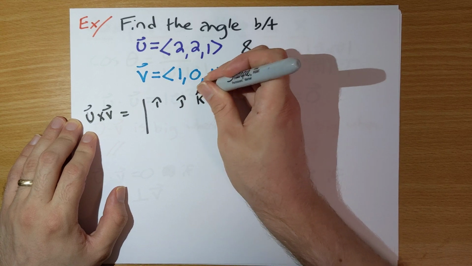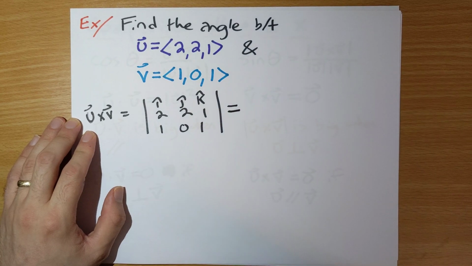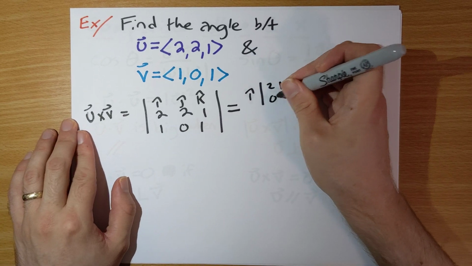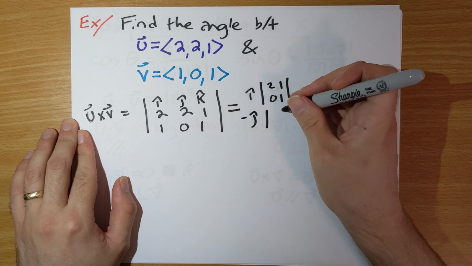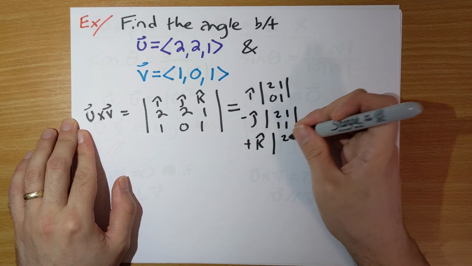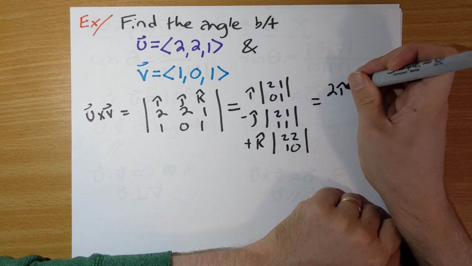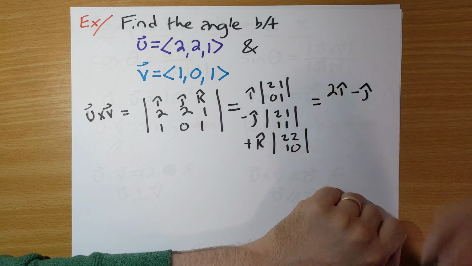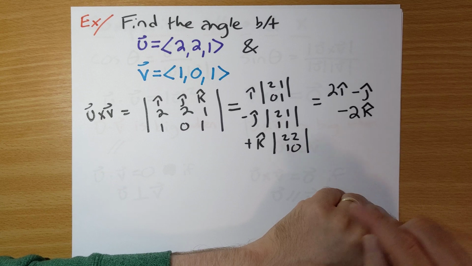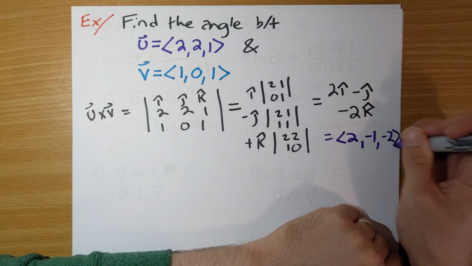i hat, j hat, k hat, 2, 2, 1, 1, 0, 1. And so this is going to be i hat times the determinant 2, 1, 0, 1, minus j hat times the determinant 2, 1, 1, 1, plus k hat times the determinant 2, 2, 1, 0. And this ends up as 2i hat minus j hat minus 2k hat. So our cross product here is 2, negative 1, negative 2.